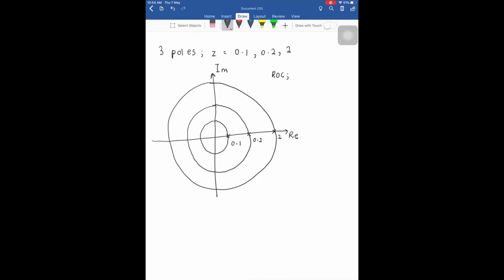Remember back your definition. Right-sided region is actually outside the outermost pole. So if you look here, outside the outermost pole, the region is modulus z greater than 2. For left-sided region, it is inside the innermost pole. So basically, we have modulus z less than 0.1.